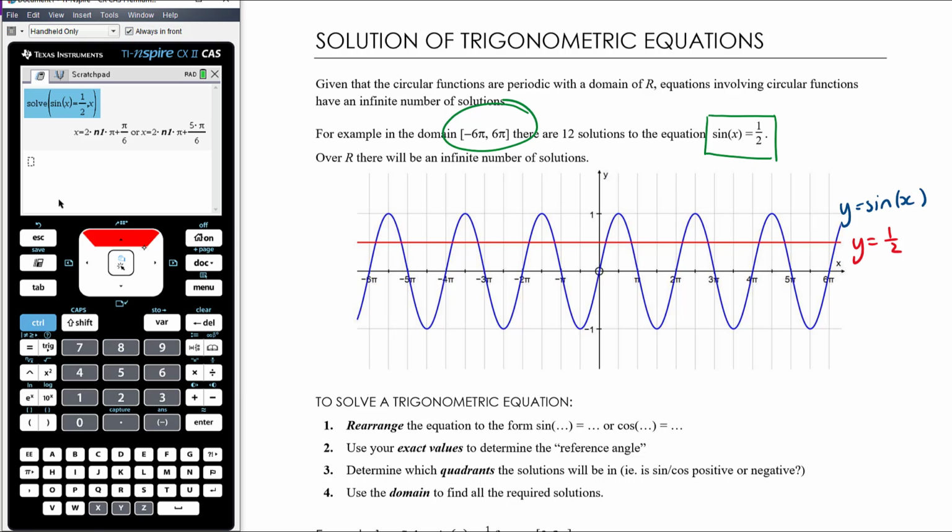We want to go on and look at how to do this by hand, obviously. But if we want to solve the equation and actually get specific solutions, not the general solution, we must give it a domain. So anytime the equation involves a circular function, and you may have seen this previously, I certainly discuss it with my Year 10 class when we start to look at sine rule and cosine rule in first semester of Year 10.